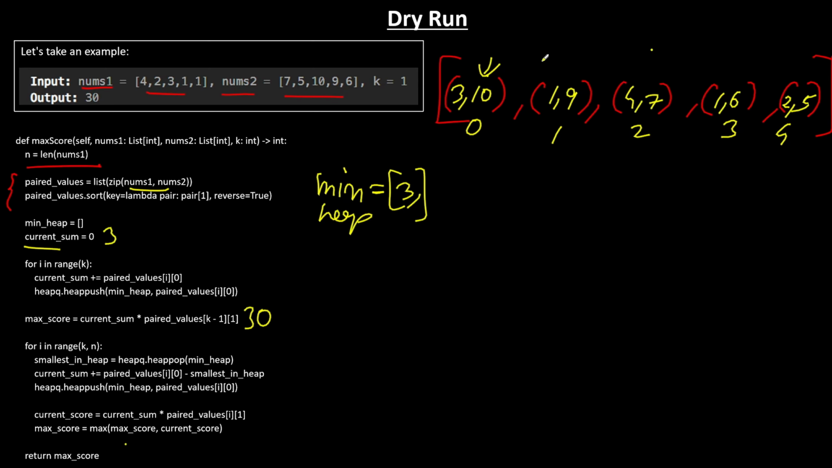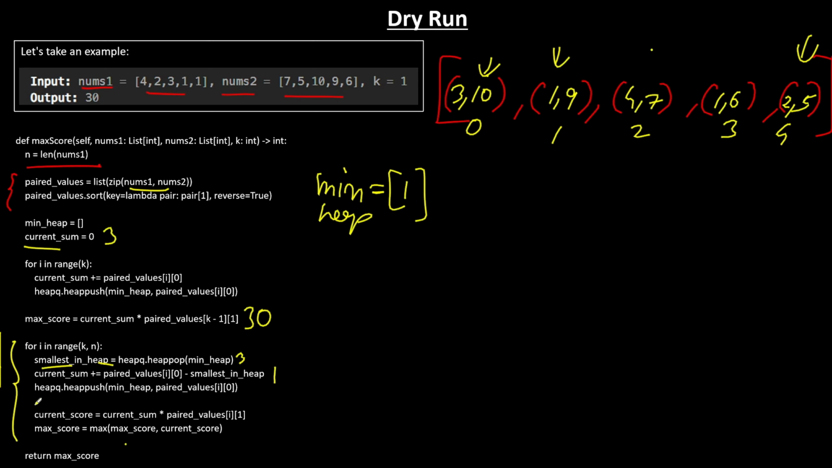Now we will start from k to n minus 1 in this particular range. Now the smallest in the heap. What is the smallest in the heap? It's 3 because the k is 1, right? So what we did, we popped it and we stored it here, which is 3. Then current sum. Now the current sum was 3, right? Then we added 1 and we subtracted 3, which is the min heap. So this got cancelled and we remained with 1. So our current sum is 1 right now. And we push this particular 1 into our main heap.